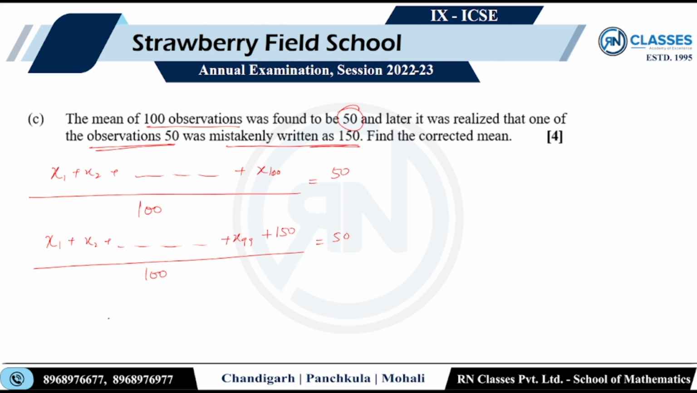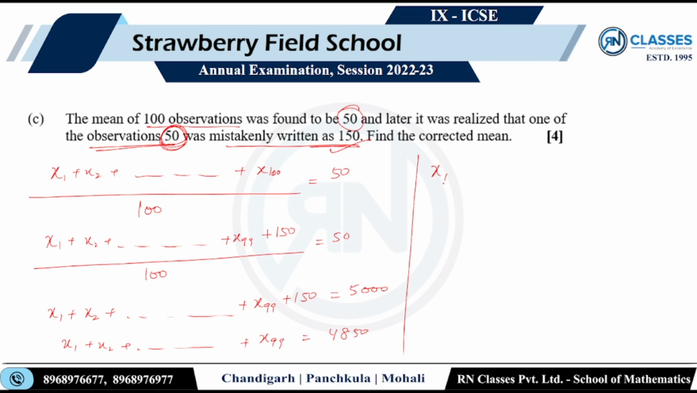यहां से मैं क्या निकाल सकता हूं? यहां से मैं निकाल सकता हूं x1 x2 till x99 plus 150 is nothing but 5000. सम ऑफ 100 ऑब्जर्वेशन मैंने निकाल लिया. अब मैं निकाल सकता हूं सम ऑफ 99 ऑब्जर्वेशंस which is nothing but 5000 minus 150, that is 4850, राइट? अब देखते हैं. मेरे को उसने बोला कि नहीं, आपने गलती से 150 लिखा, आपको ठीक जो यूज करना था that was 50, रिप्लेस इट.